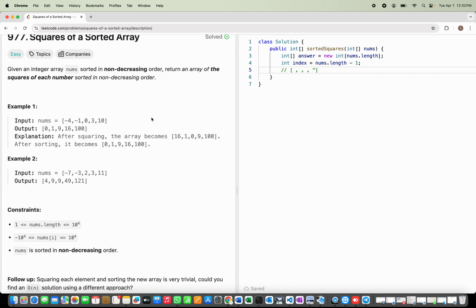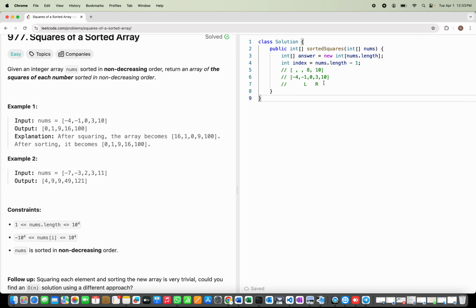So if we have the two pointers, like if we have left here and then a right here, what we would be doing is if this one is greater, then we put this in here first and then we move this one and then we compare again, right? And this time this is bigger, right? So it's good. This is going to go in, 4 times 4 is 16, and then we move this, right?